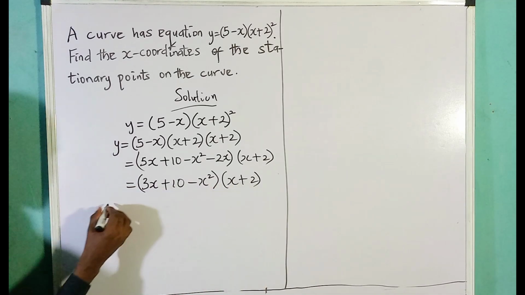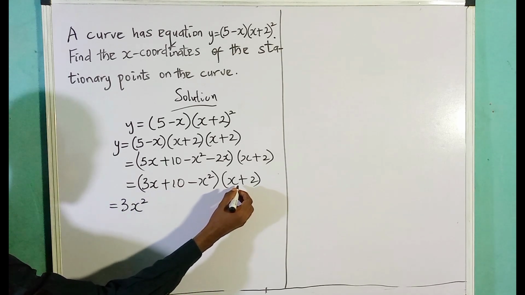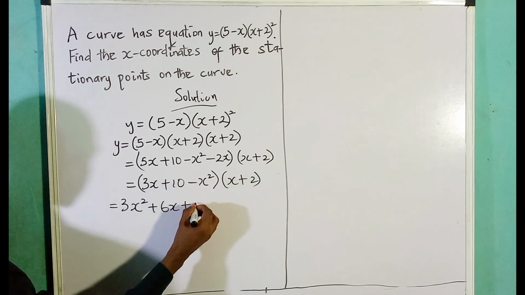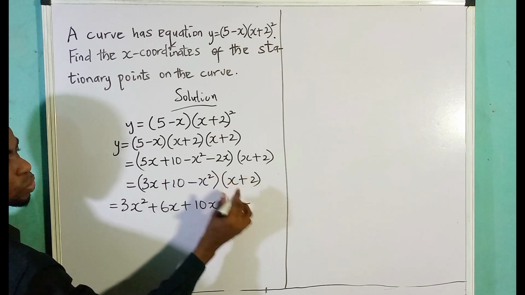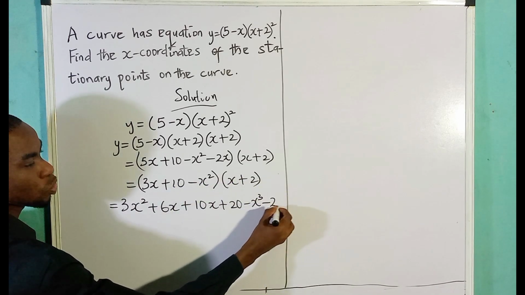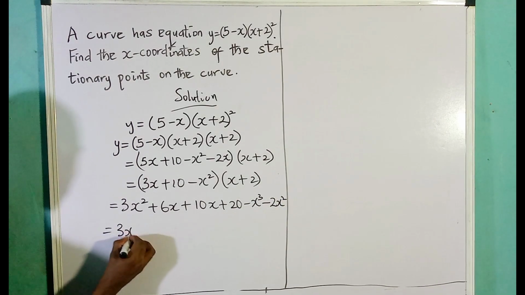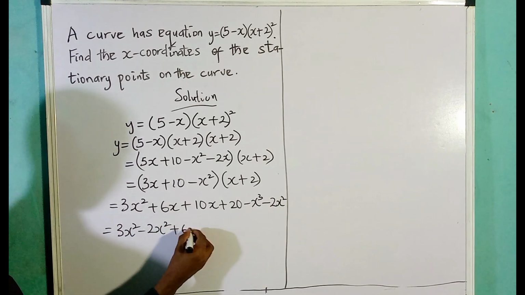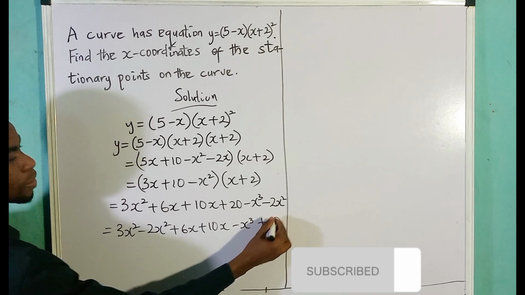So 3x times x is 3x squared. 3x times 2, that's 6x, plus 10 times x, that's 10x. 10 times 2, that's 20. x squared times x is x cubed, and x squared times 2 is minus 2x squared. So let's collect like terms. We have 3x squared minus 2x squared plus 6x plus 10x minus x cubed plus 20.